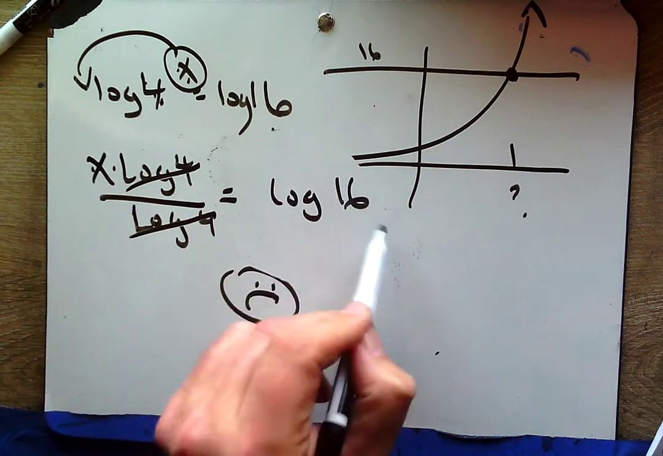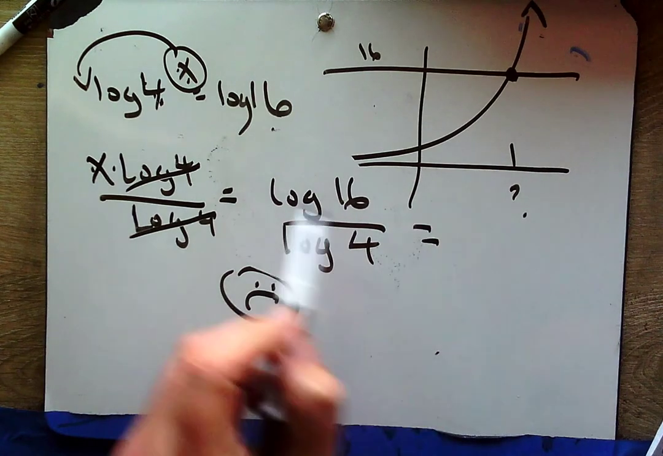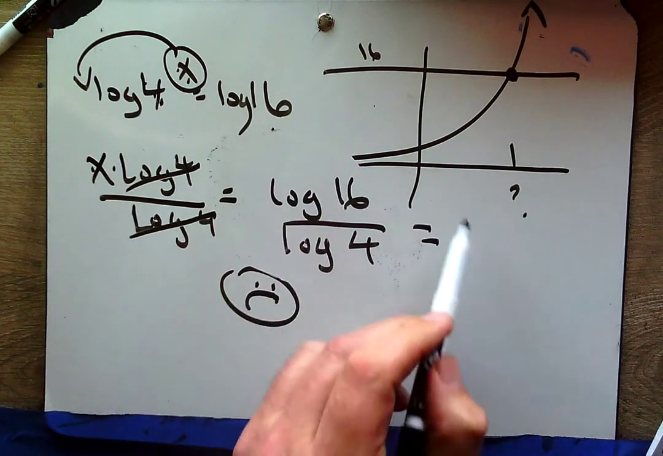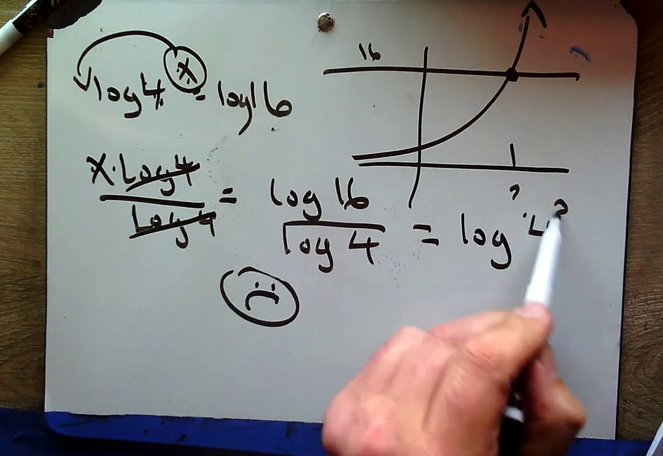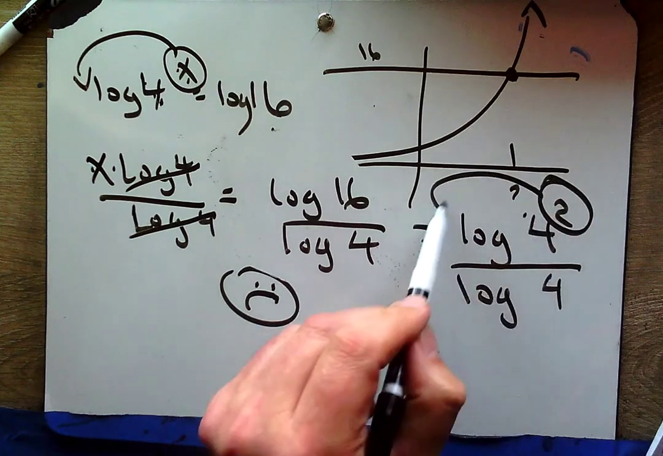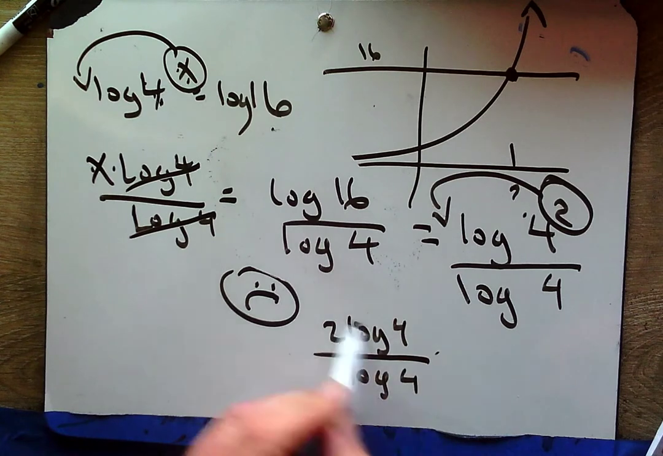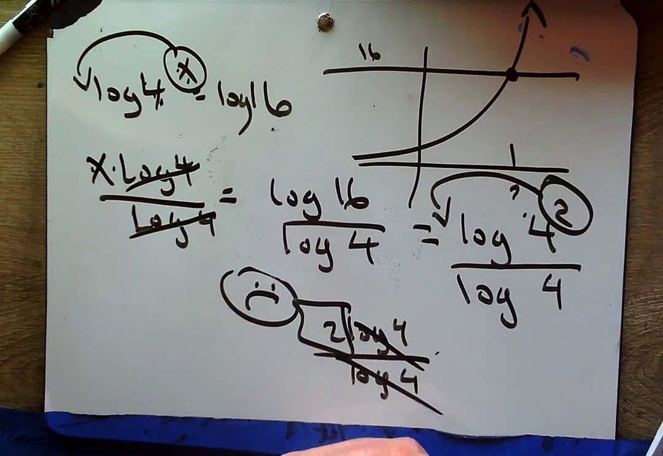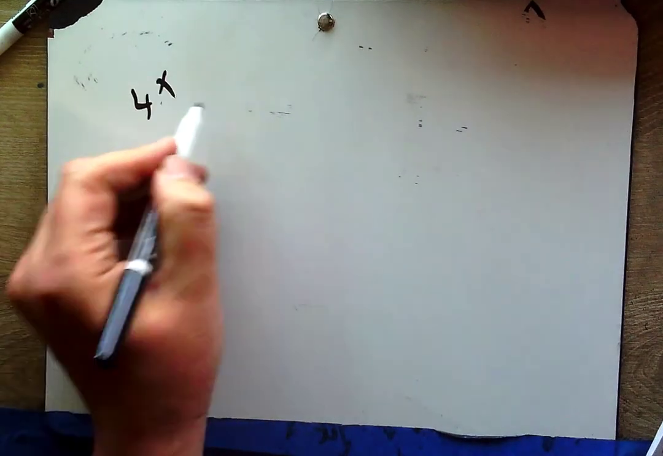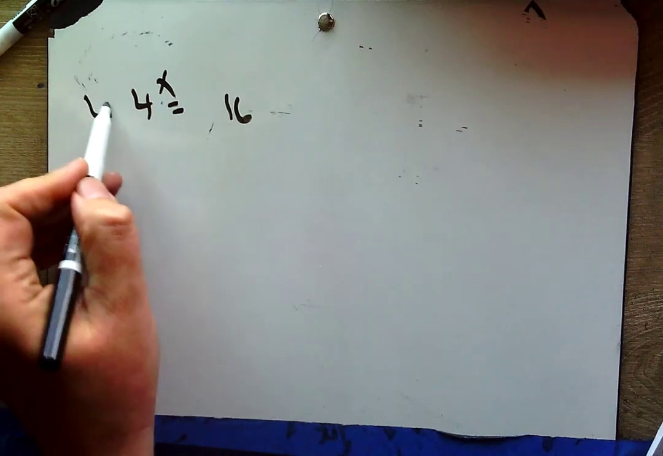Instead, I could, in fact, do some stuff with this. I could say, okay, so up top, I've got log of 4 squared over log of 4. And then I could use my power rule to bring down that 2. 2 log 4 over log 4. Those cancel, and I'm left with 2. So there's a second way of doing the problem. In fact, when I look at this, 4 to the x equals 16, I don't have to take the common log. I could do the ln.